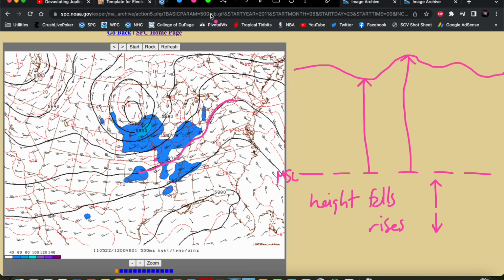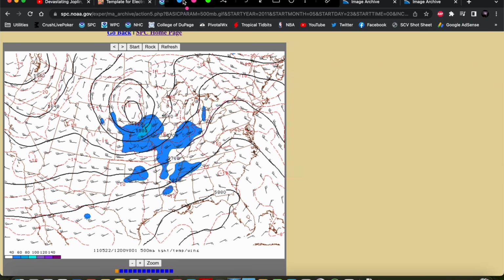So what I mean by height falls and rises, let's say we have a location here. This is where we are. We're sitting right at this star. And let's say we have a 500 millibar trough that's approaching. Let's say we have the 5760 contour here, and we have a 5720 contour to its west, and the trough is again moving this way. Well, at our location, over time, these height contours are going to translate this way.